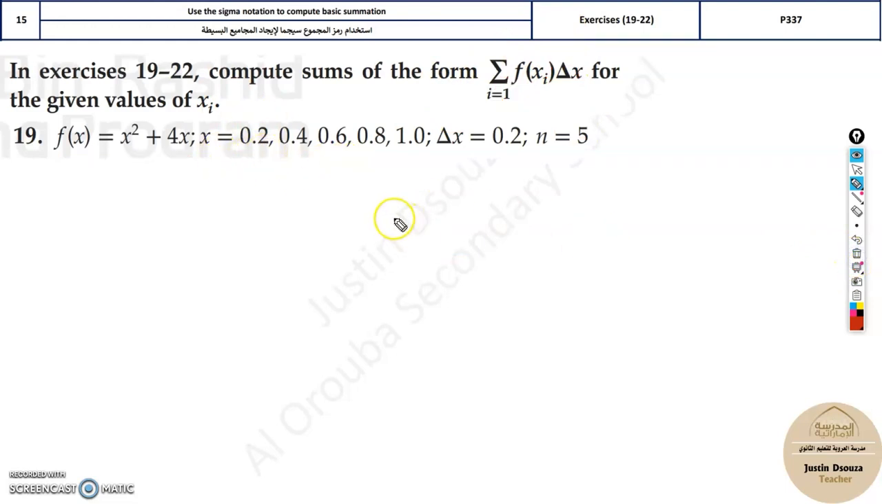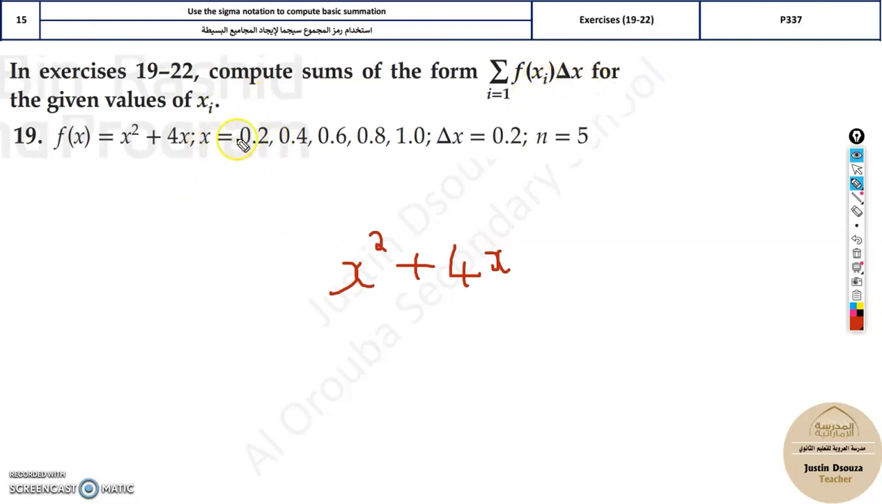So now, here, the x values are given. See, they are repeating at a particular spacing. That spacing is delta x. Now, you must always remember, xi means you should write this function in terms of the ith form. That means x square plus 4x is the function. Now this x changes to xi.